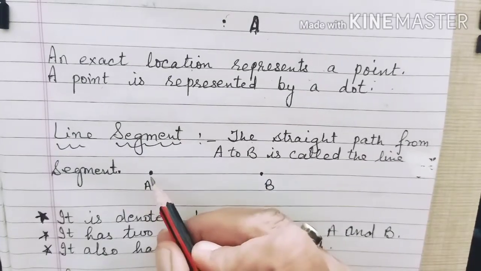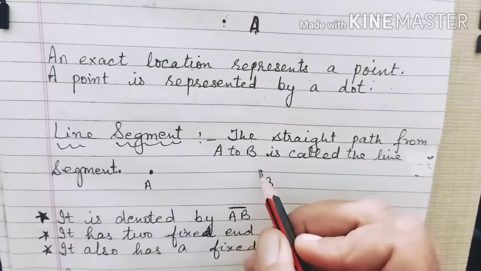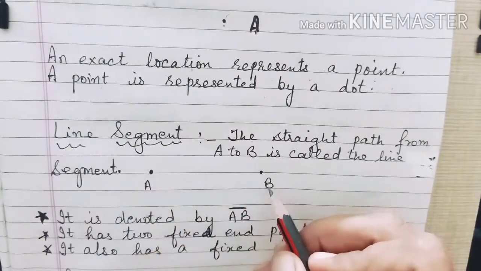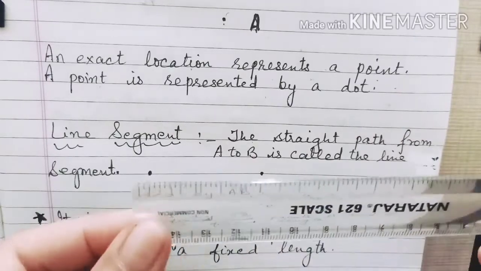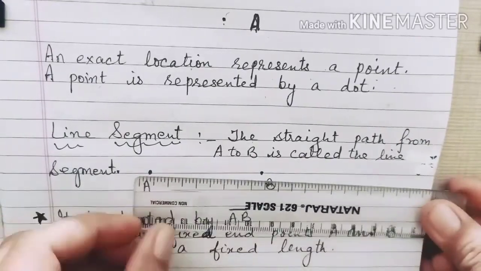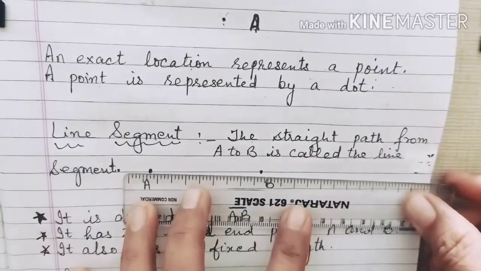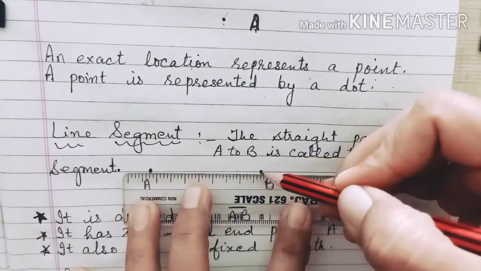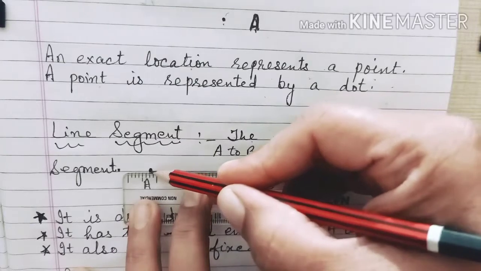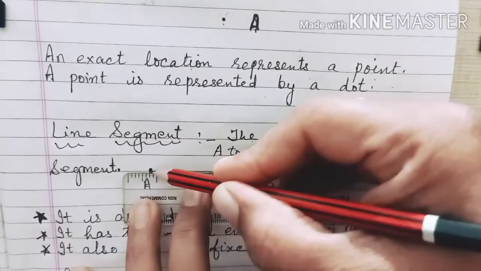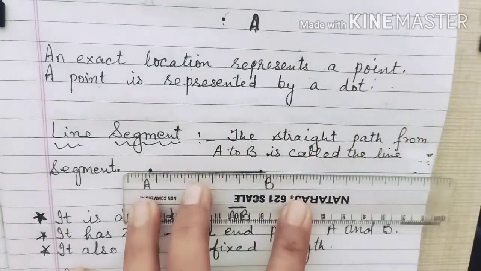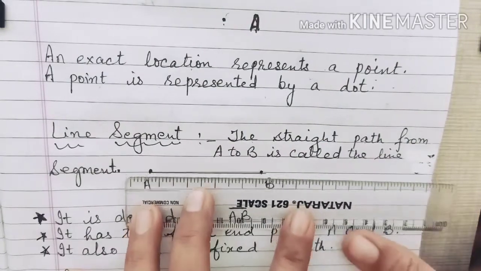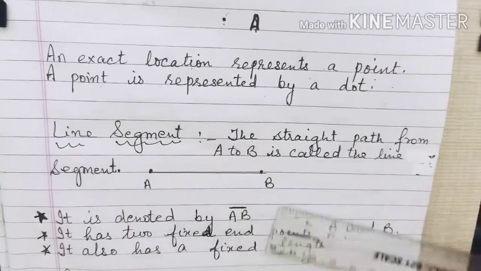Now we can take here 2 points, A and B. When we join them, we take the scale. When we join A and B points, we will get the line segment. Okay. This is the exact length. It is called a line segment.